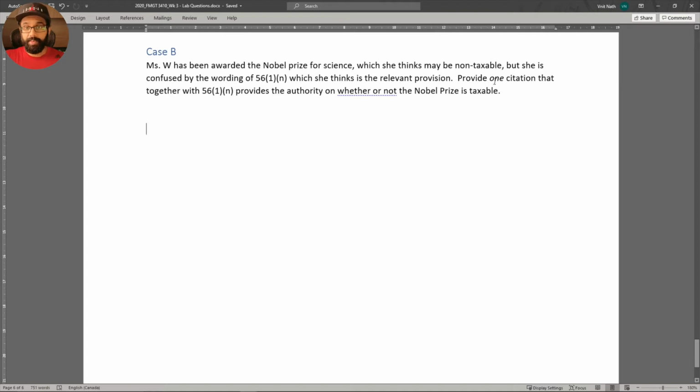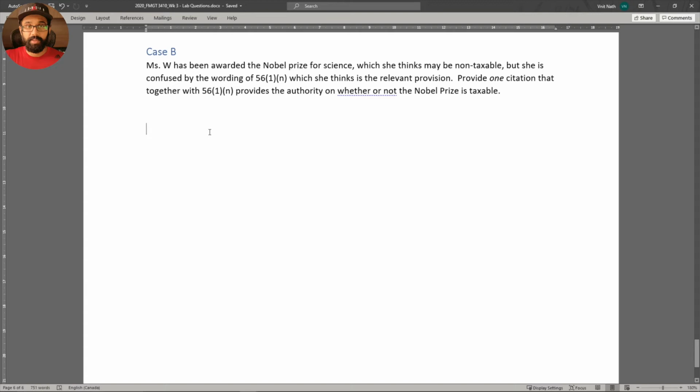Well, we are being asked to provide one citation and one citation only, which, when used in conjunction with 56(1)(n), will answer this question. It will be the authority. It will tell us whether or not this Nobel Prize is taxable.